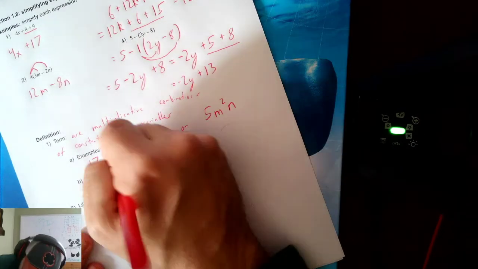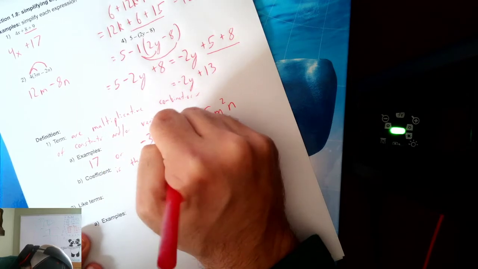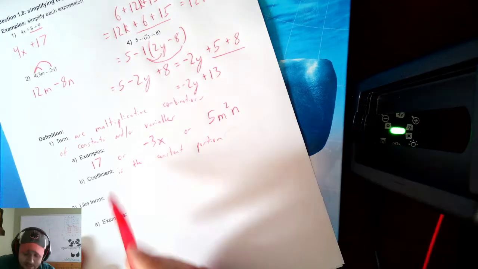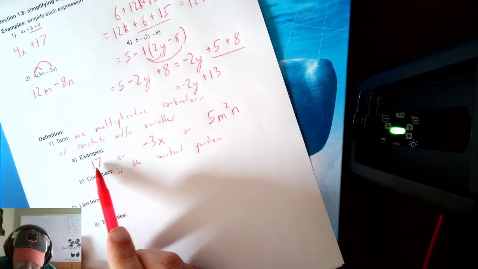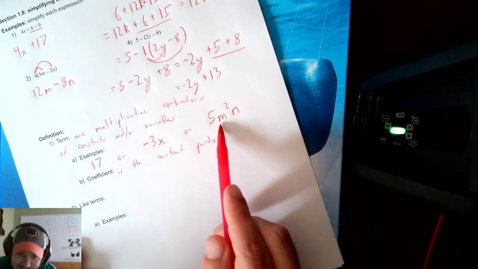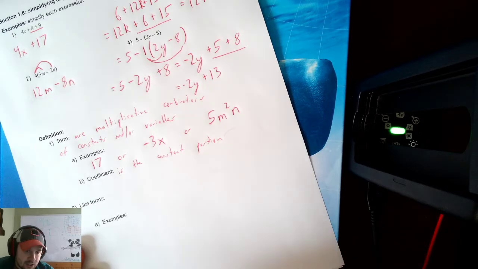A coefficient is the constant portion. So in my examples, this has coefficient 17. This has coefficient negative 3, and this has coefficient 5. It's the number out front. So the coefficient is the number out front.